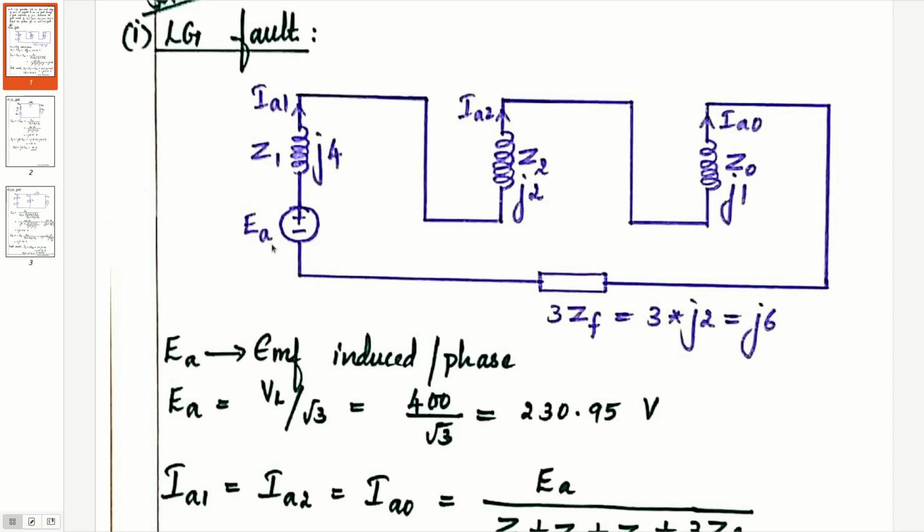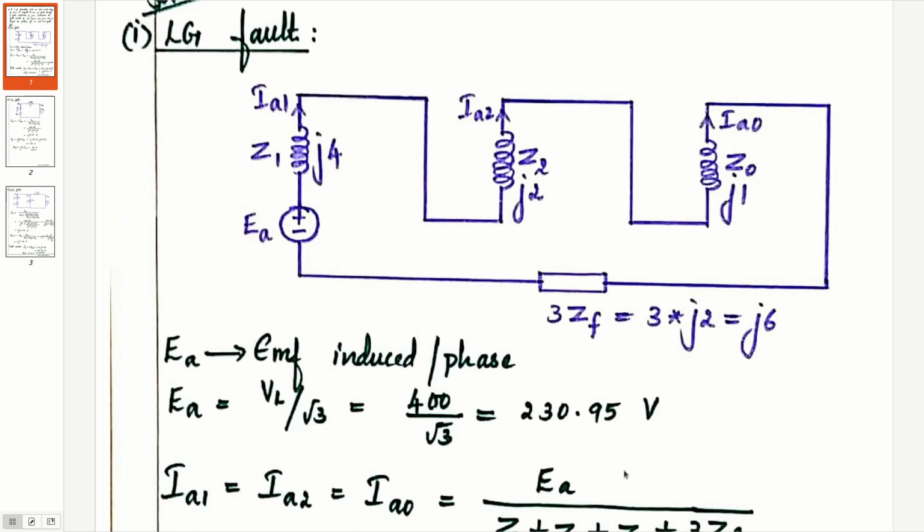Okay. So given open circuit voltage, that means it is an unloaded generator. Okay. So given voltage is the line voltage. And we know EA is the EMF induced per phase. Okay, so for calculating the phase voltage, we have to take 400 divided by root 3, which is 230.95. But in the combined network, we have EA, the EMF induced per phase. Since it is an unloaded generator, EMF induced per phase will be equal to the terminal voltage per phase. Okay. So we take EA equal to 400 by root 3, which is equal to 230.95.